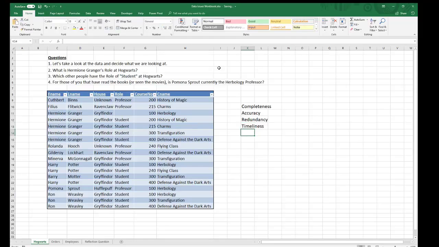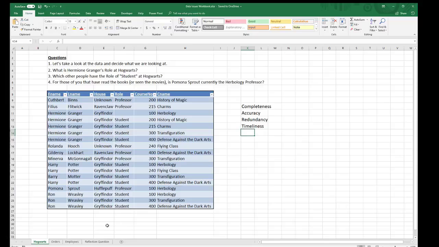So far we have looked at four different issues: completeness, where we're missing data; accuracy, where we have data that is incorrect; redundancy, where we have unnecessarily repeated data; and timeliness, where we know that the data that we have is not up to date.